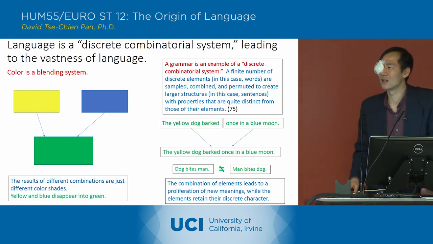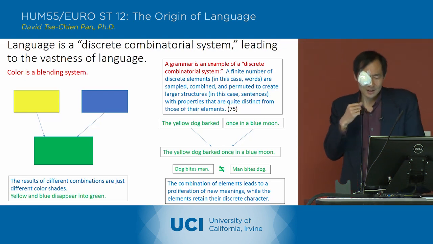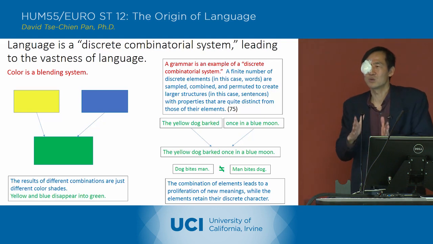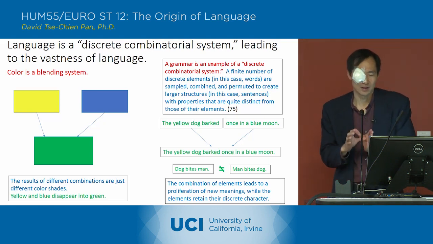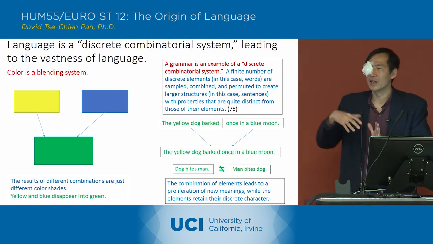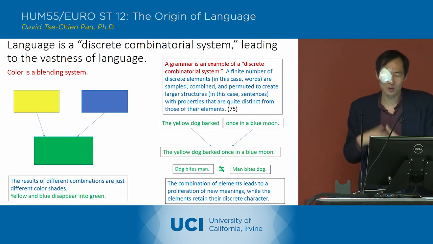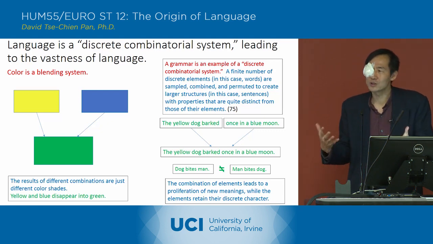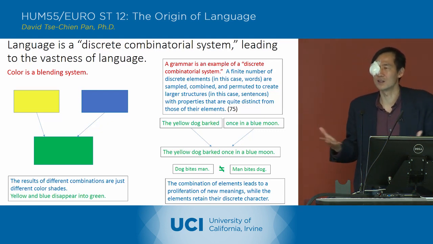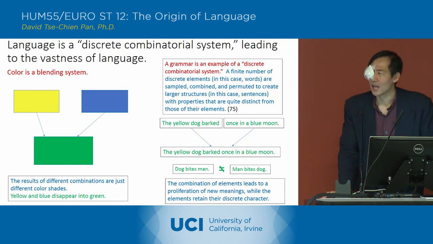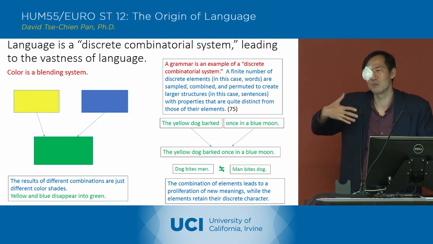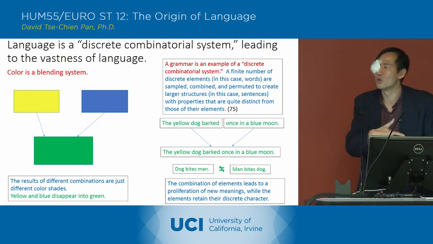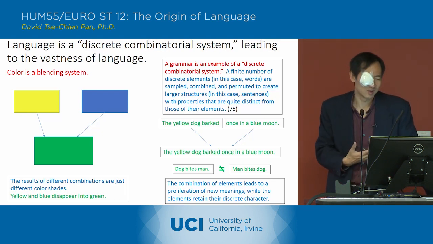And what he means by this is that language consists of these finite elements, each of which remains separate as a separate element, and you combine these different elements to create new larger structures, right? And the new larger structures have these new properties that are distinct from the individual elements. And he contrasts that with really almost all other systems in the universe, which are sort of blending systems, what he says.